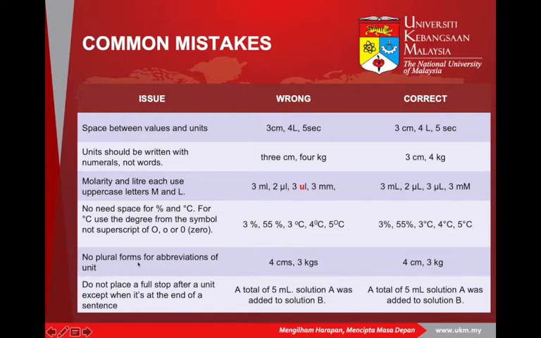No plural forms for abbreviations of units. So no need to write cms, kgs. This is wrong. Do not place a full stop after a unit except when it's at the end of a sentence. For example, a total of 5 milliliter. Some students put a full stop there, which is wrong. So there shouldn't be any full stop. A total of 5 milliliter solution A was added to solution B.